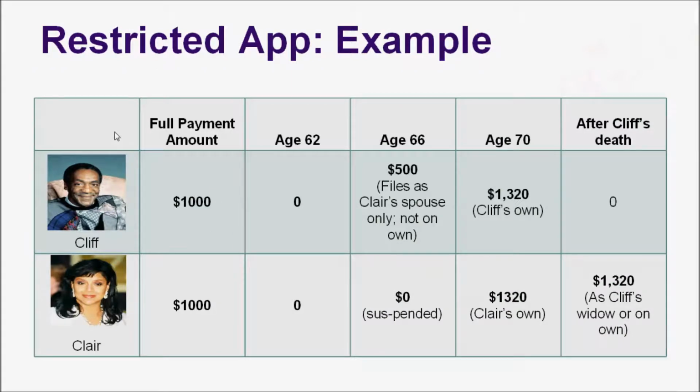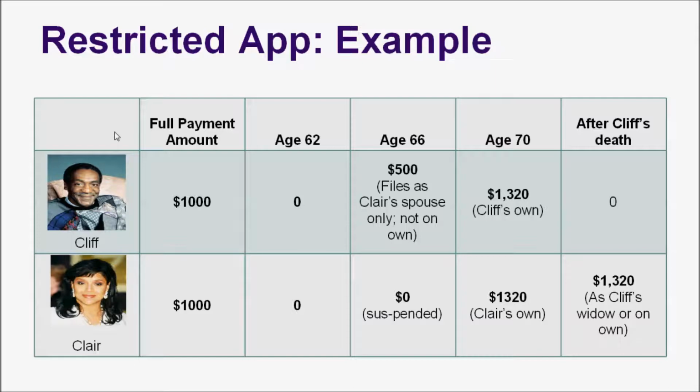Okay, let's go over this example again. Cliff and Claire, at full retirement, they both get $1,000 each. But what are they going to do? What's the strategy? At age 66, Cliff is going to file as a spouse. So he's going to get $500 based on what she should have gotten at that time because she filed and suspended. Then at age 70, Cliff switches to his own because you get whichever is higher.